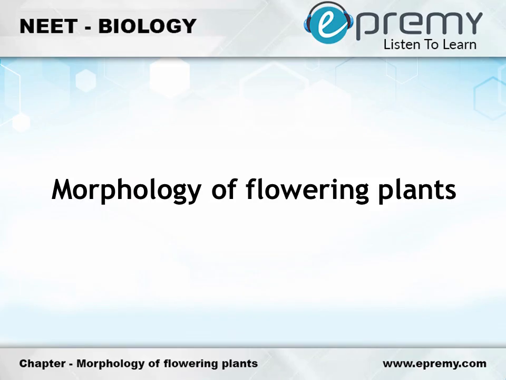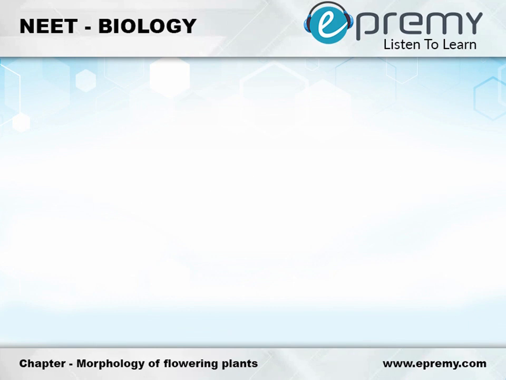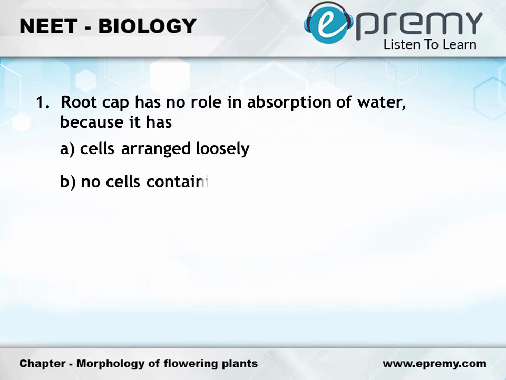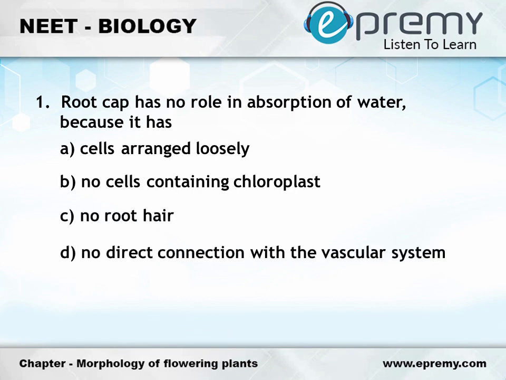Multiple choice questions in Morphology of Flowering Plants. Question number 1. Root cap has no role in absorption of water because it has option A, cells arranged loosely, option B, no cells containing chloroplast, option C, no root hair, option D, no direct connection with the vascular system. The answer is option C, no root hair.